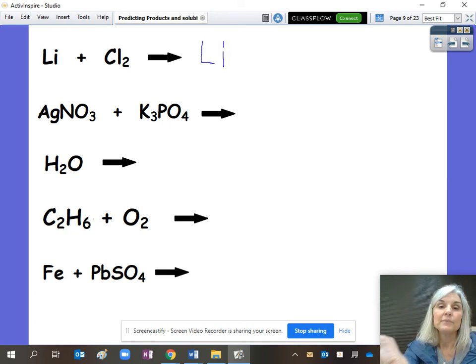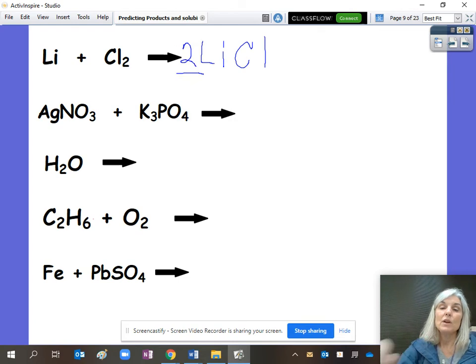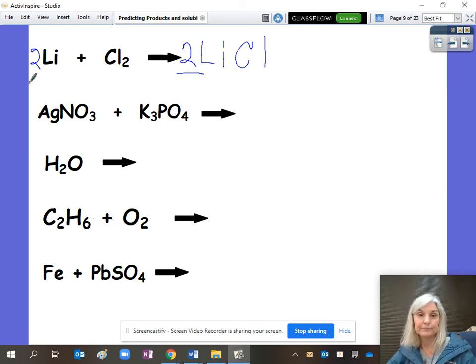So LiCl. Now, if you remember, we don't bring this 2 over just because it's on the left side. But what we have to do is to make sure we have the correct formula. Well, lithium is +1 and chlorine is -1. So this is the right formula. So we do not need a subscript of 2. But we do need to balance it because there are 2 Cl's and only 1 Cl. So we're going to put our coefficient 2 there, which then causes your Li to be 2. So we put a 2 there. So that's what you should have gotten for your answer.